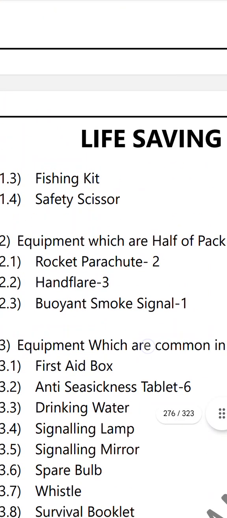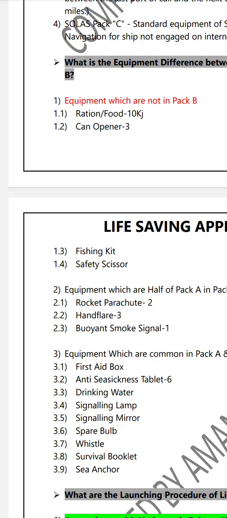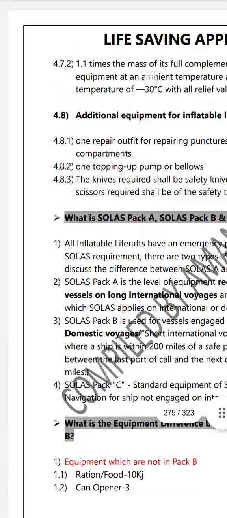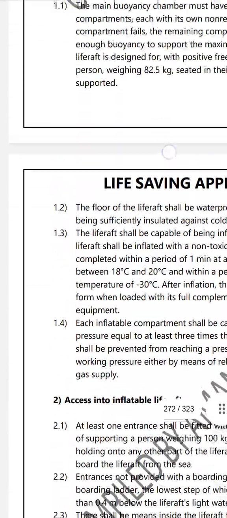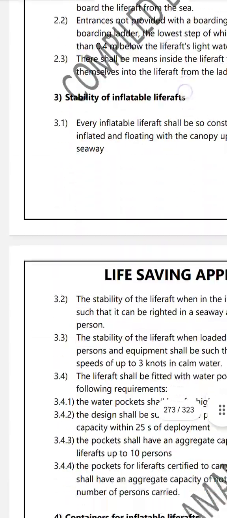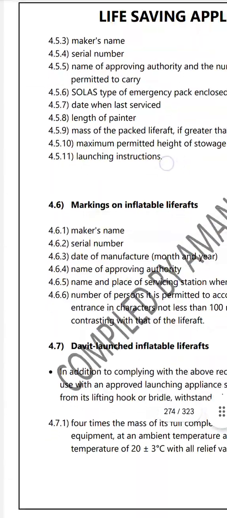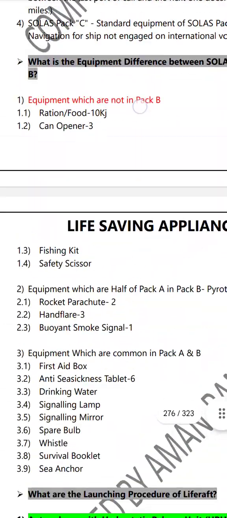And fishing kit is not common. Fishing kit is only in pack A, not in pack B. Can opener, fishing kit, safety scissor. Rest, pyrotechnics is half. So this is all about the equipment in packs. If we count, there are 16 equipments. Which are not in pack B: can opener, fishing kit, safety scissor and ration kit.